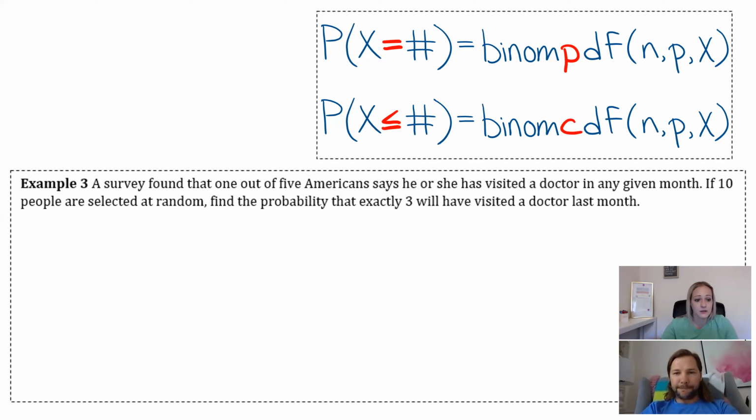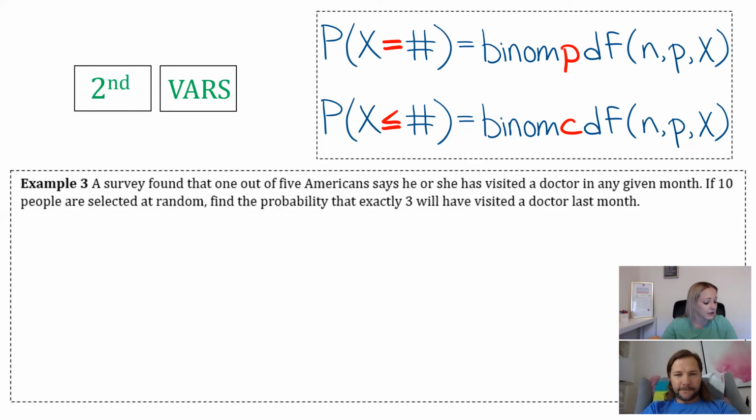To find those, they are listed under your distributions, which you get by doing second bars. That will give you your list of distributions, and you'll find both of those in that list there. Okay, so let's do example 3, and we'll just use our calculator now instead of the formula.